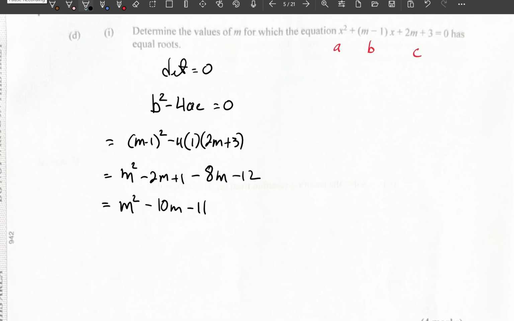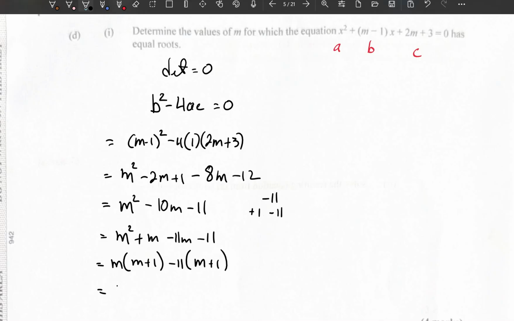So now we need to factorize. We need two factors of minus 11 that when added together would give us minus 10. So that would definitely be 1 and 11. It would be minus 11 and plus 1. Multiply them, we get minus 11. Add them, we get minus 10. So we have m squared plus m minus 11m minus 11. We then have m into m plus 1, then minus 11 into m plus 1. We then have m plus 1 into m minus 11.